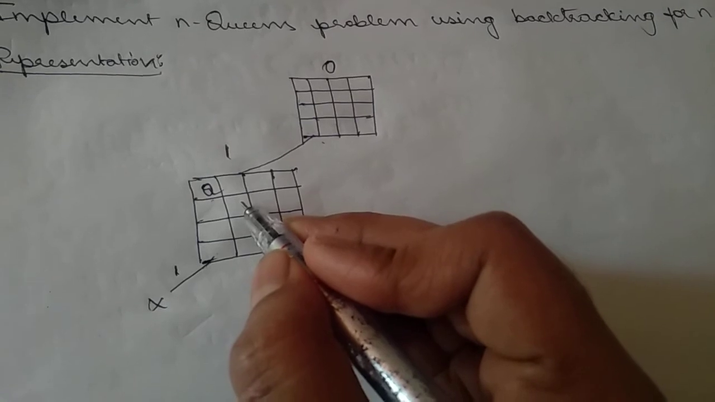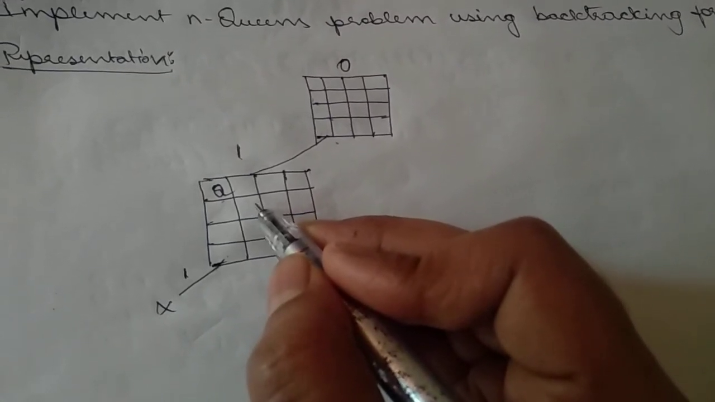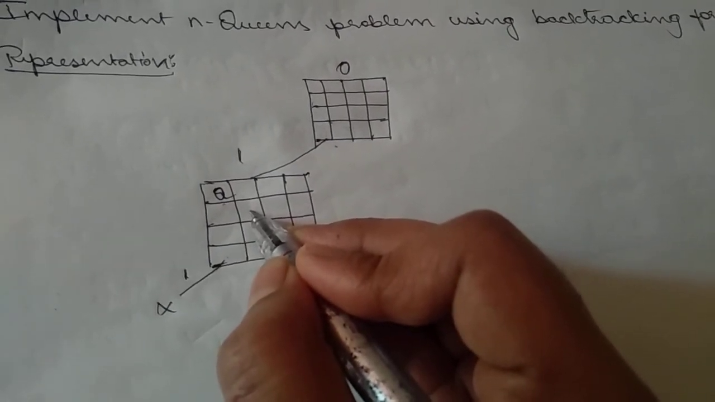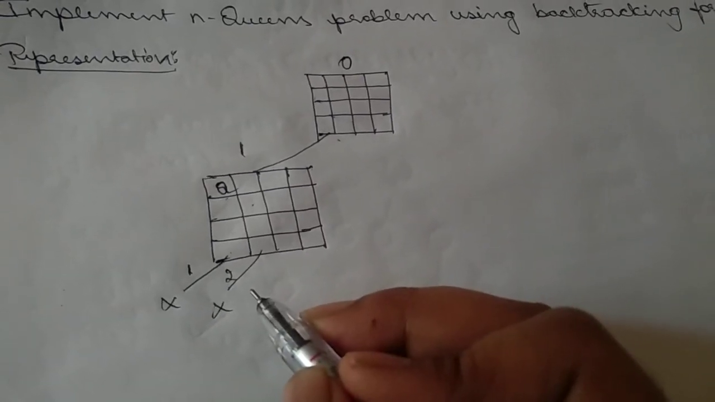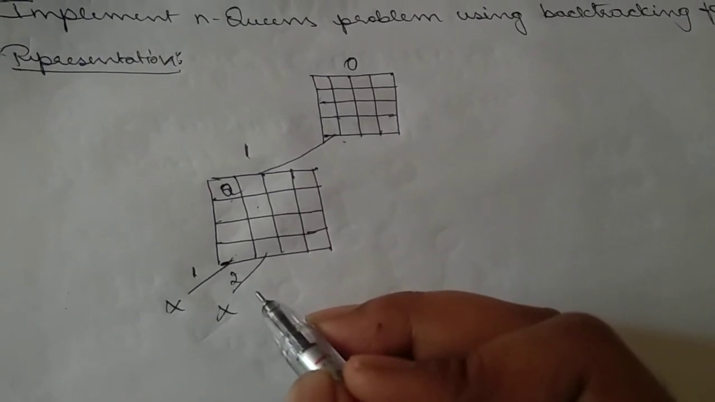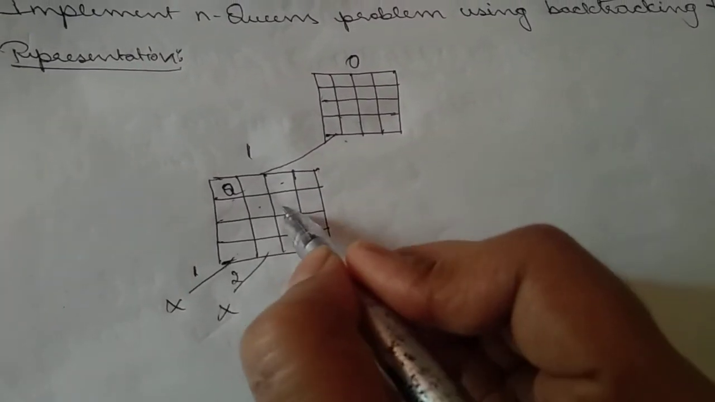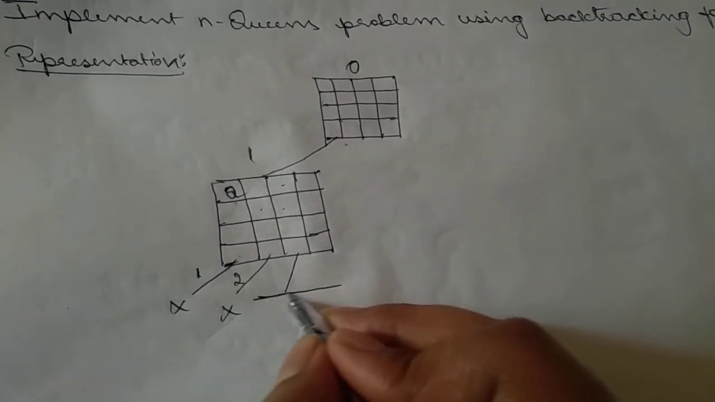Then 2. Can I place a q over here? No, I cannot just place the q over here. So this is also not possible, is it not? Next, here I cannot place, but here I can place this one. So I'll just represent this one.